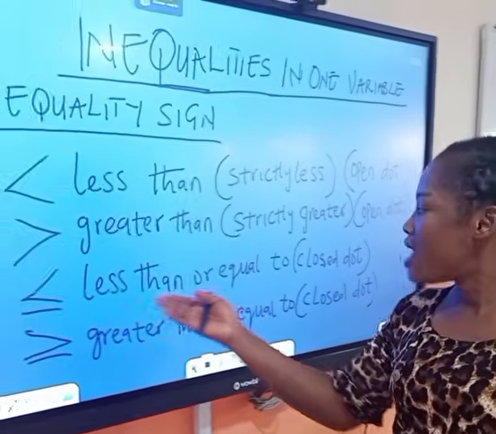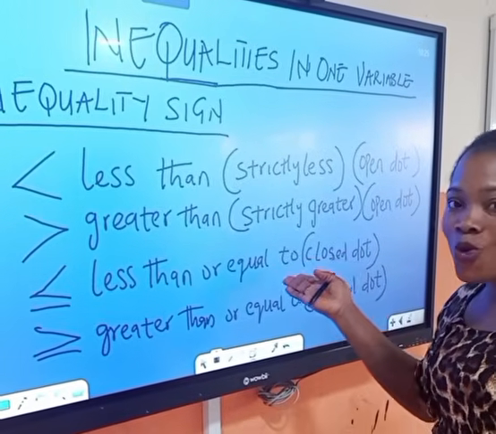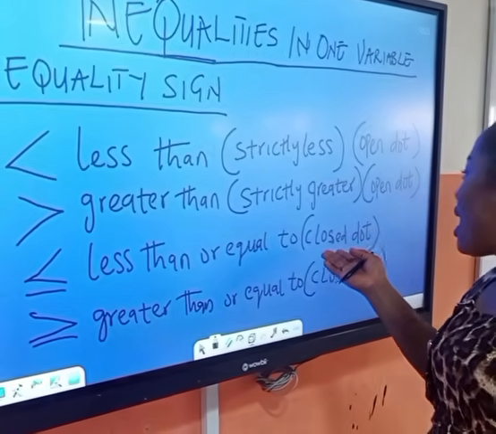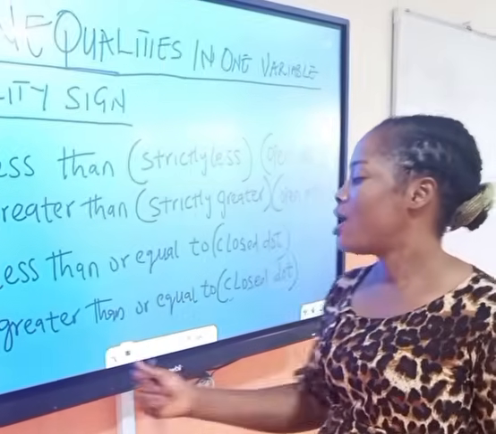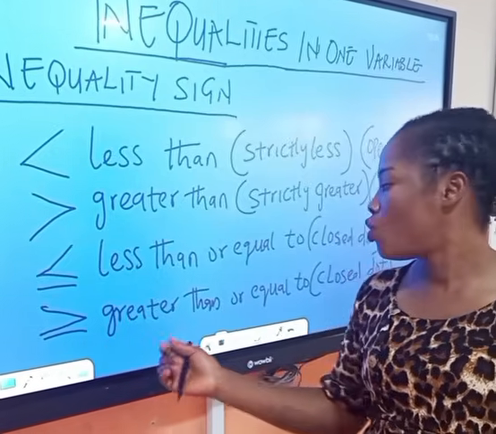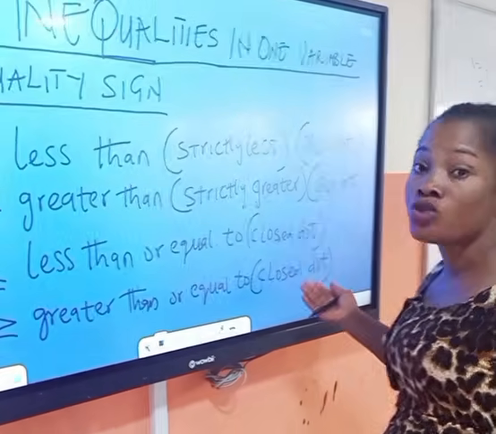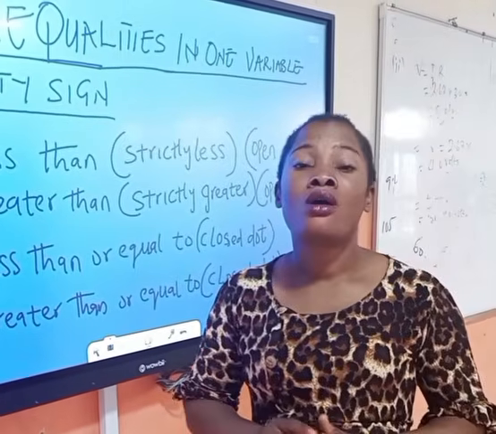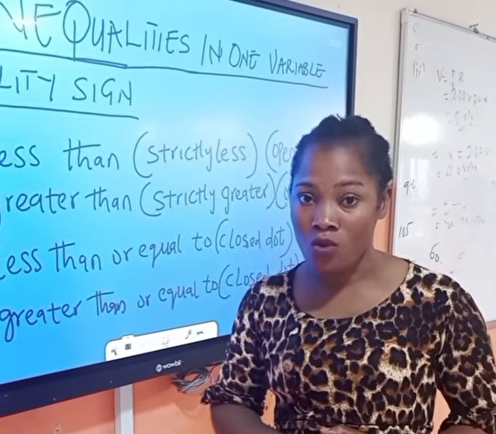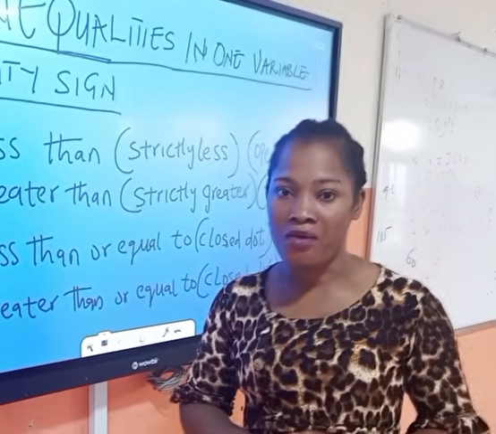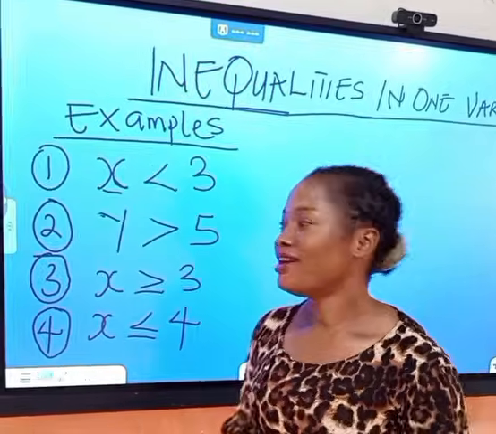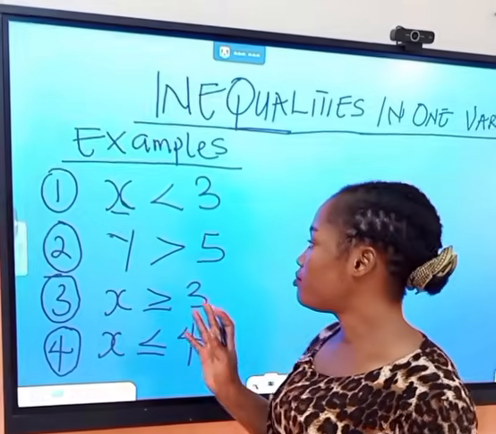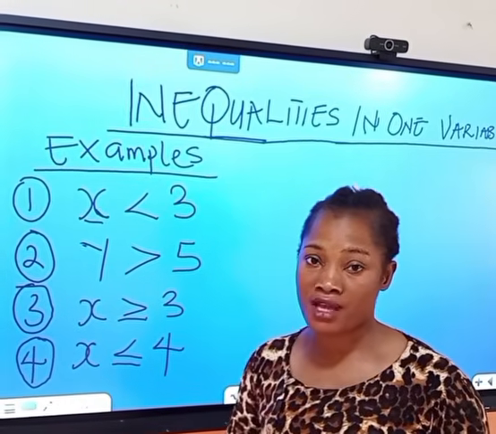Alright, this is less than or equal to. It uses a closed knot. Greater than or equal to uses a closed knot also on your graph of inequality in one variable. Okay, now let's see an example to this. Let's see how we can solve these examples.